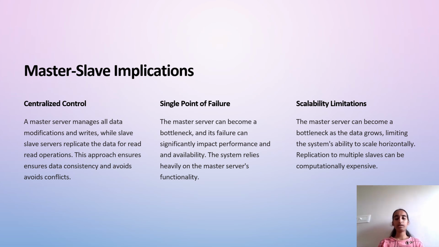The second point is the single point of failure. The master server can become a bottleneck, and its failure can significantly impact performance and availability. The system relies heavily on the master server's functionality. Then comes the scalability limitations. The master server can become a bottleneck as the data grows, limiting the system's ability to scale horizontally. Replication to multiple slaves can be computationally expensive.